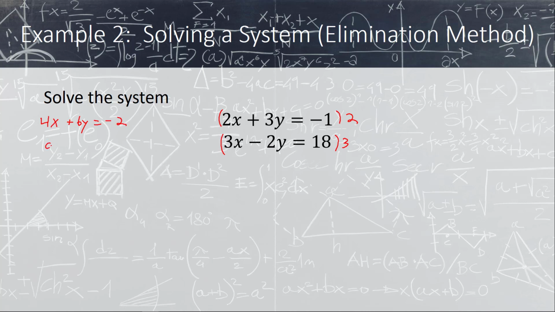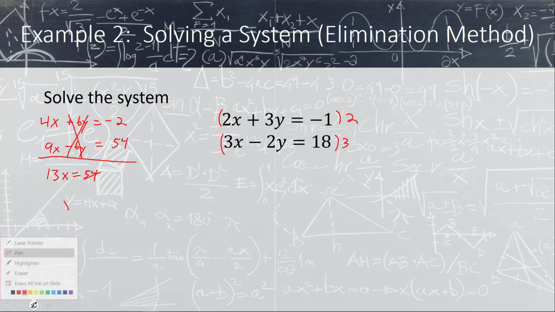And then we will have 9x minus 6y is equal to 54. Now the next transformation that we can do is the addition of these two equations. And if we do, this will cancel. We will have 13x is equal to... I'm sorry, not 54, this should be negative 2 minus negative 2 plus 54, which will be 52. And then we will have that x is equal to 4 when we divide both sides by 13.